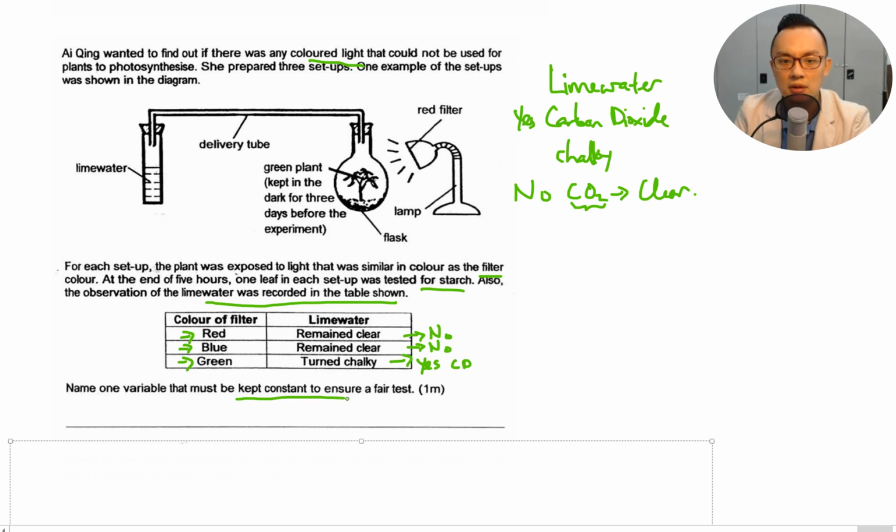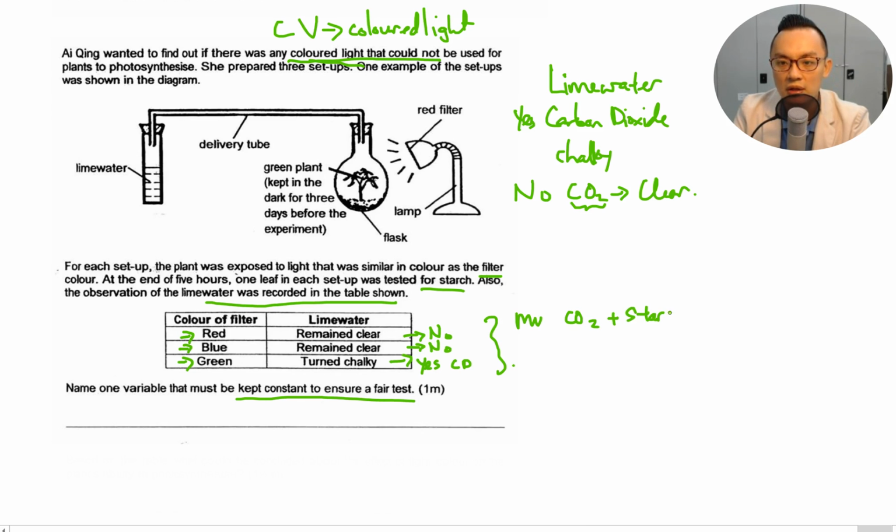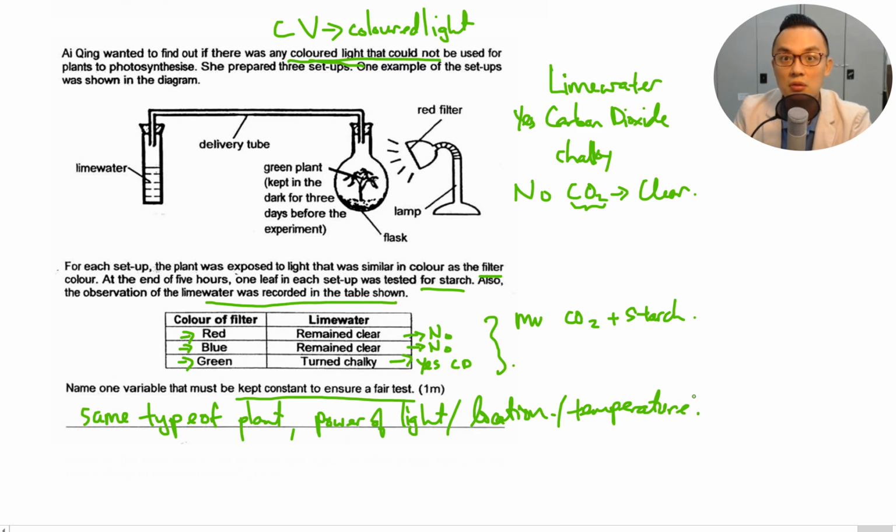Name one variable that must be kept constant to ensure a fair test. She wanted to find out if any colored light could not be used. So the changed variable is the colored light, and the measured variables are the carbon dioxide and starch. So you're measuring these two variables. Anything other than that should be the same. You can say the same type of plant, the same power of light, or the same location, because some locations might differ, or the same temperature. All of this must be kept the same for this to become a fair test.